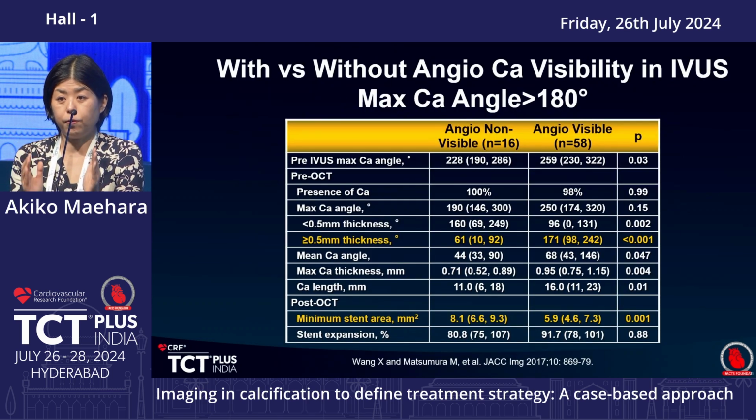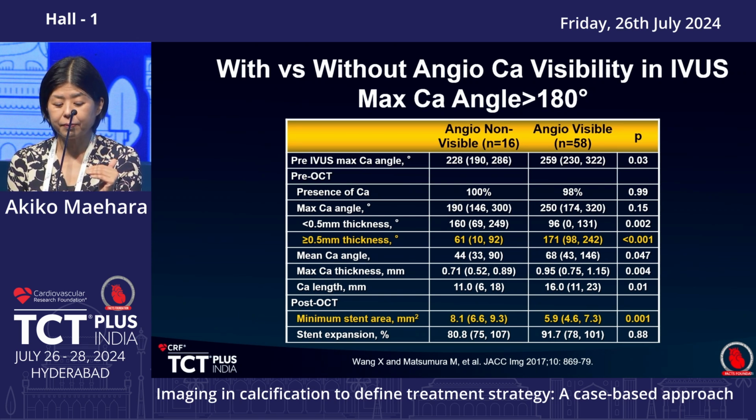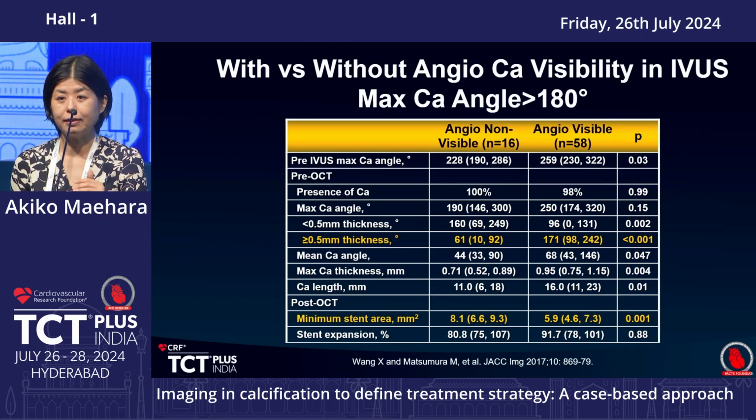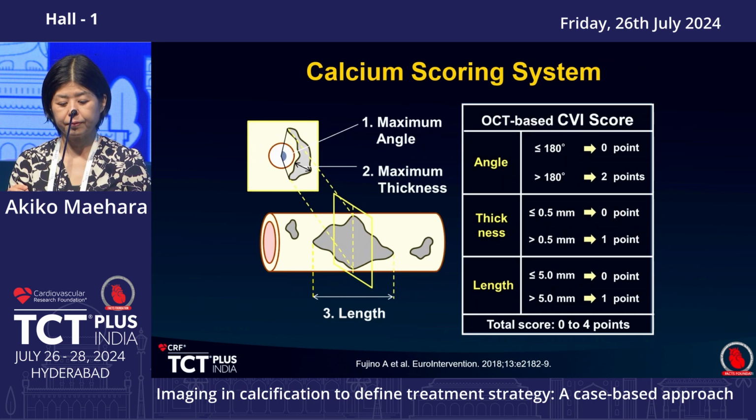And we compare those two cohorts one by one, meaning we picked up the more than 180 of the calcium by IVUS, and we check the OCT. If angiographic non-visible, those calcium was thin, less than 0.5 millimeter thickness is the most, and total maximum thickness is also thinner. Then ultimately, even though the large calcium, if not angiographic visible, their stent expansion is good. So those are very important. Start with the angio. If you don't see, that's a good sign indicating the thin calcium.